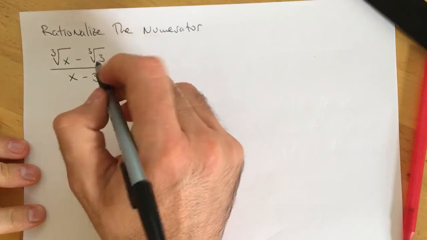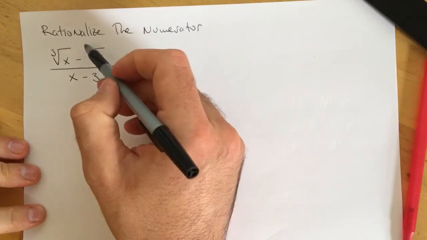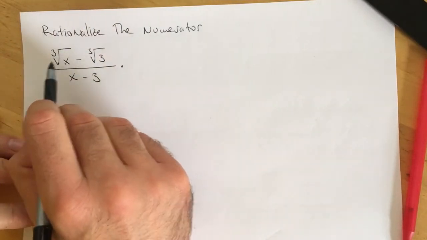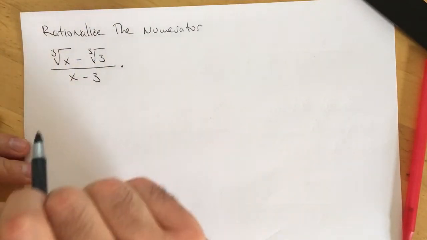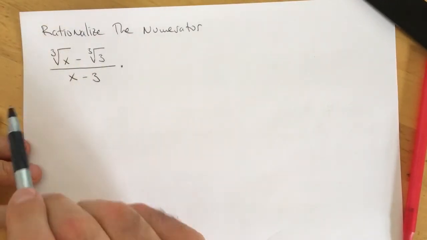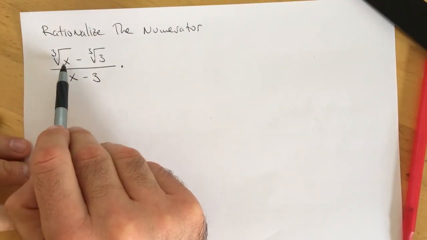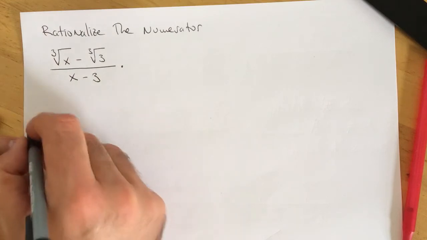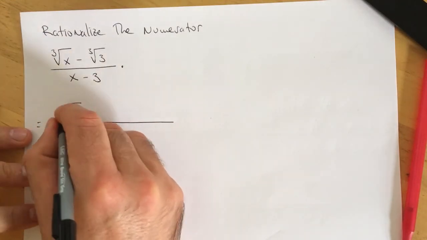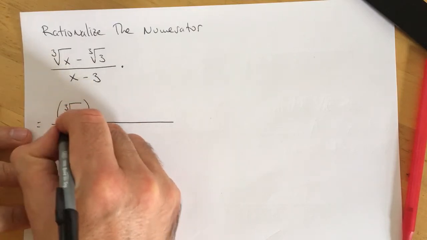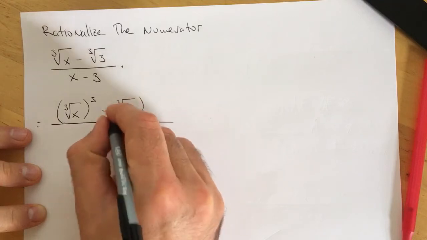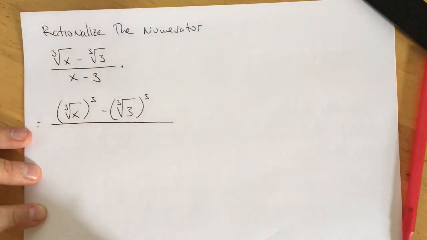So I need to multiply this by the conjugate here, right? But the problem here is that I don't have square root of x minus square root of 3, in which case I just multiplied by square root of x plus square root of 3. I have cubed root of x minus cubed root of 3. So in order to get rid of that cubed root, I need to get cubed root of x cubed minus cubed root of 3 cubed.